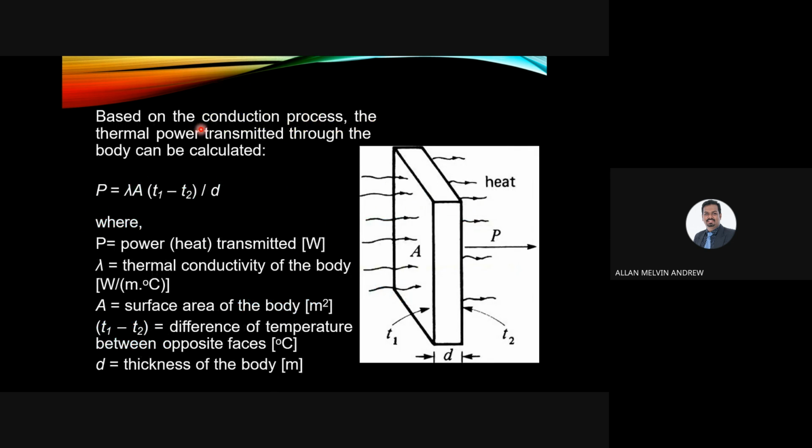Based on the conduction process, the thermal power transmitted to the body can be calculated using this formula: P equals lambda A (T1 minus T2) over D. Lambda is the thermal conductivity, usually given. A is the area: if square, width times length; if circle, use pi r squared. T1 minus T2 is the temperature difference between the opposite faces, face 1 and the back face 2, in degrees Celsius, and D is the thickness of the body.